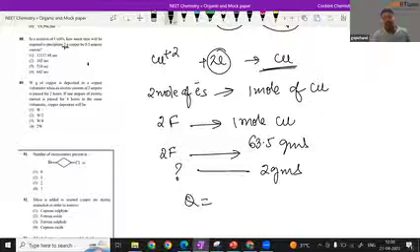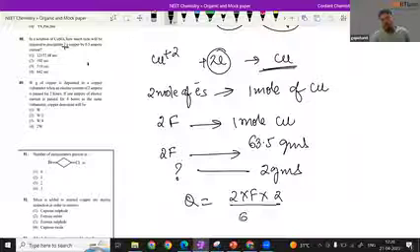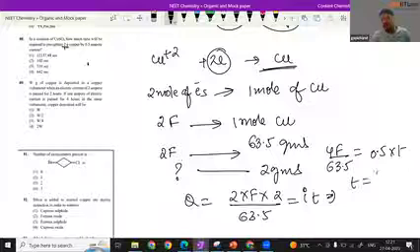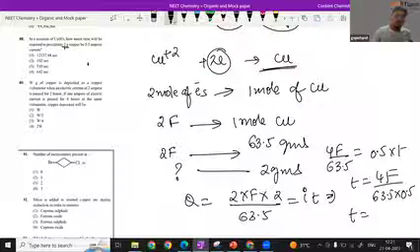So then Q will become 2 into Faraday into 2 divided by 63.5. And we already know that Q is equal to IT, and I has been given. So 4F by 63.5 is equal to I, which is given as 0.5, into T. Then T will become 4F by 63.5 into 0.5. If you calculate this, you are going to get the answer.